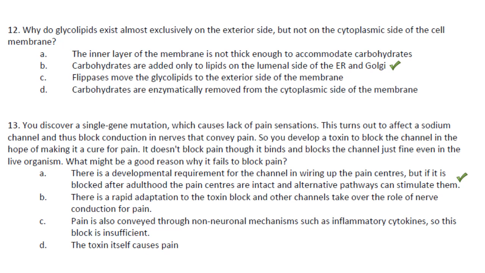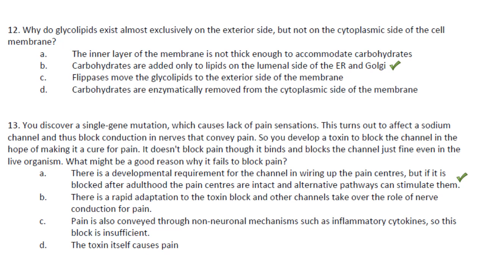You discover a single gene mutation which causes lack of pain sensations. This turns out to affect a sodium channel and thus block conduction in nerves that convey pain. So you develop a toxin to block the channel in the hope of making it a cure for pain. It doesn't block pain, though it binds and blocks the channel just fine even in the live organism. What might be a good reason why it failed to block pain?